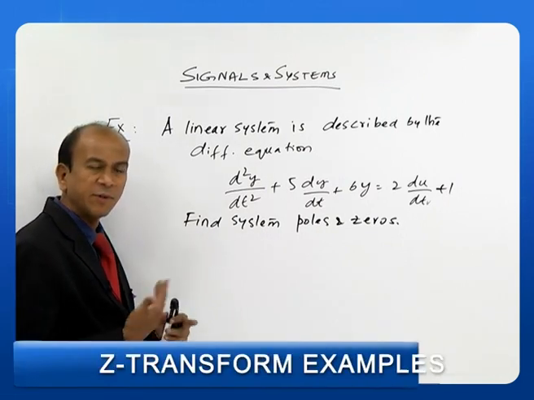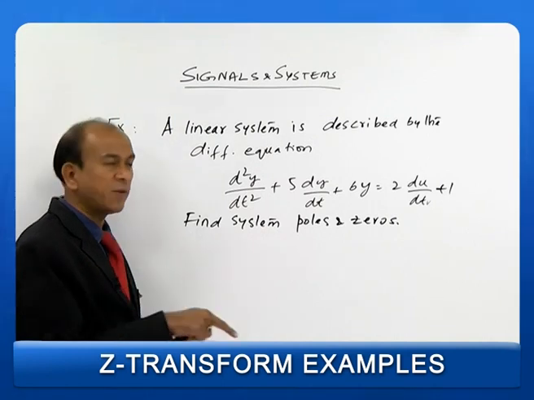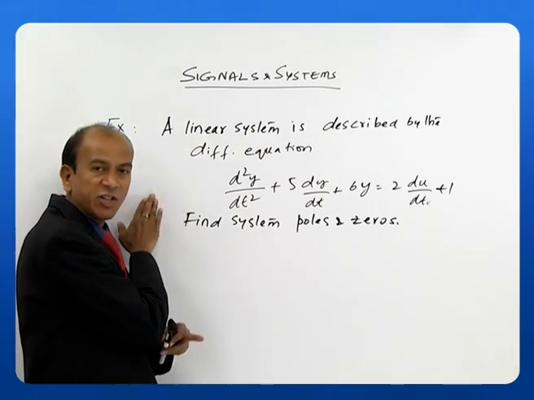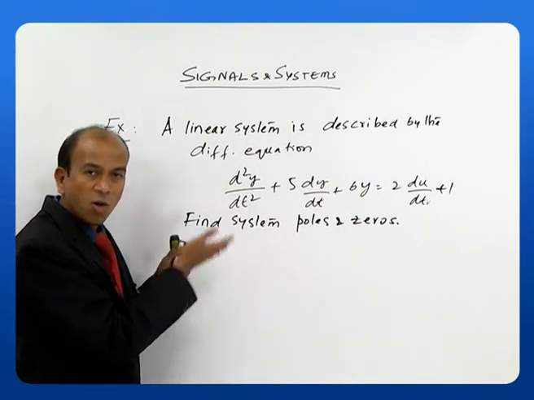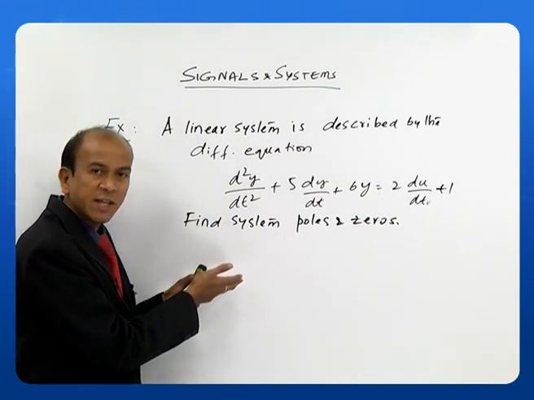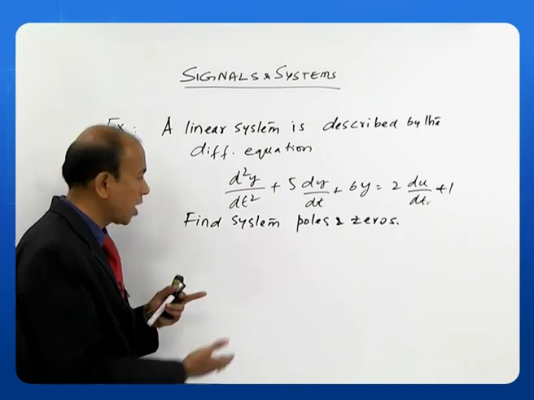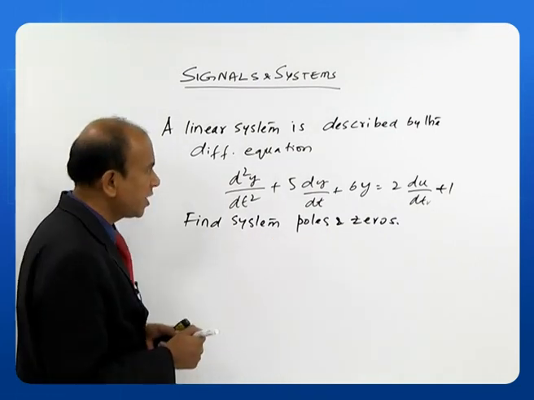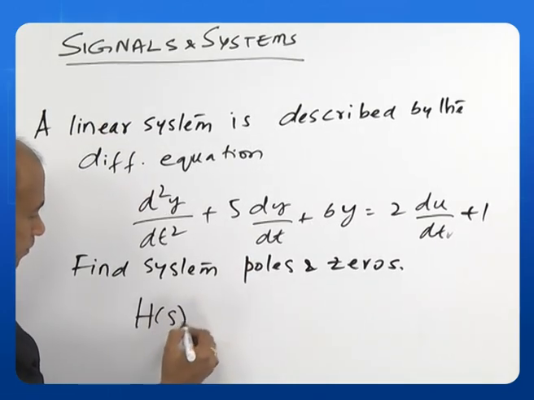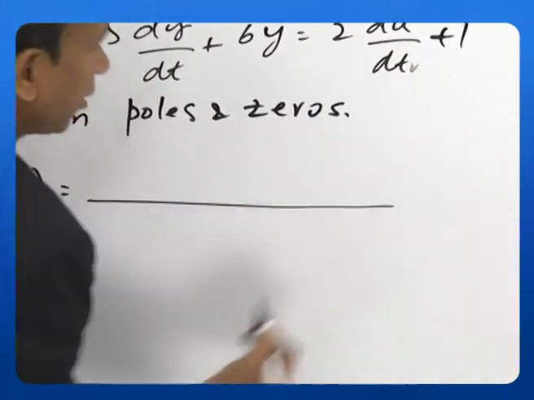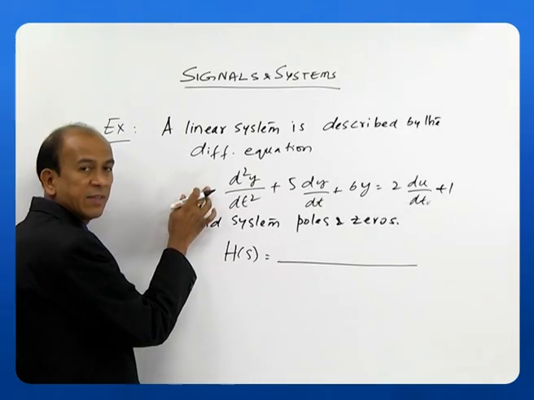So far we have looked at Z transform. Because of the involvement of a differential equation, let us quickly shift to Laplace transforms and then write down what is the h of s from this, and from h of s I can of course plot my poles and zeros. So let us write down what is h of s from this. Let us write down first this equation.